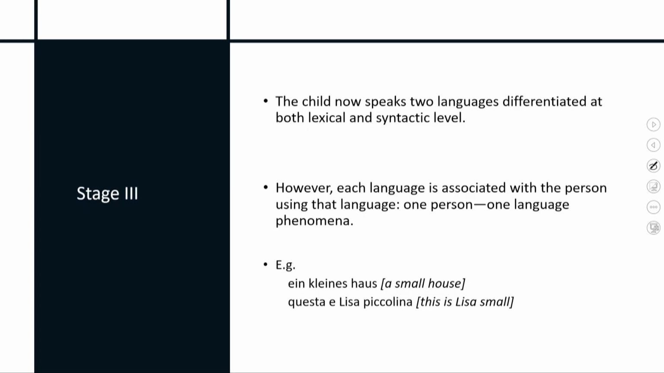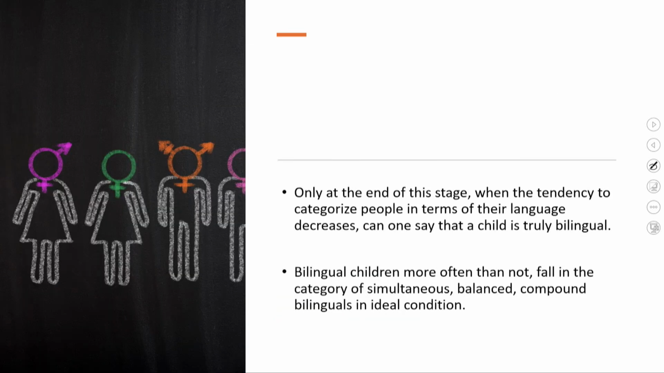Similarly, in stage 3, the child now speaks two languages differentiated at both lexical and syntactic level. However, each language is associated with the person using that language. So, one person, one language. Italian only with father, German only with the mother, that is how she went. So, this is again from the same girl's data. When she is talking to her father, she uses a proper Italian sentence. This is Lisa Small, she uses this kind of structure.